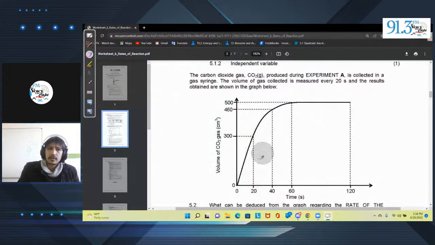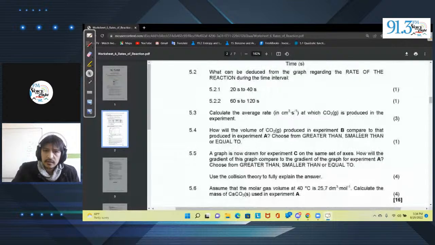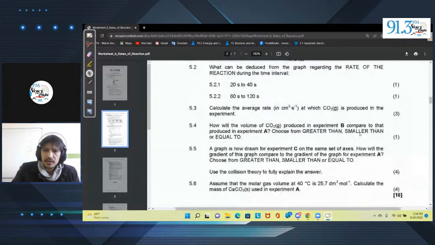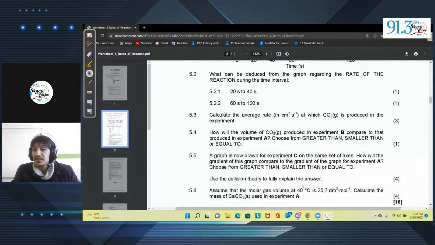Okay, clear that off. Now, they state, use the collision theory to fully explain your answer. Well, here we're going to speak about surface area, orientation, particle size, number of collisions, and frequency of collisions. And then, boom, you'll get your 4 marks for that.